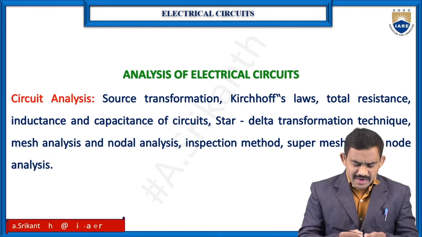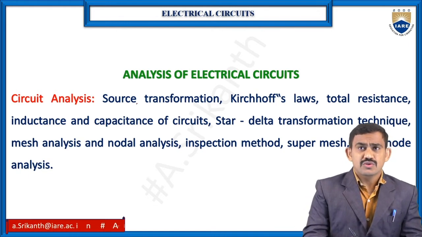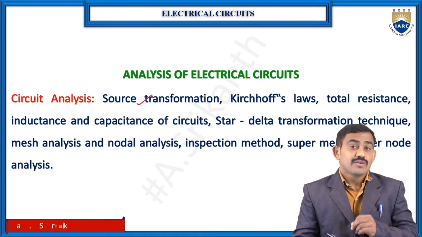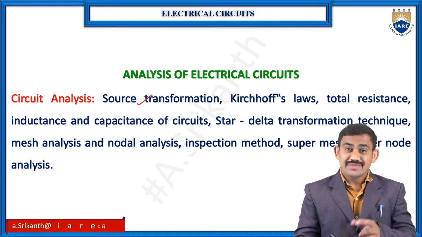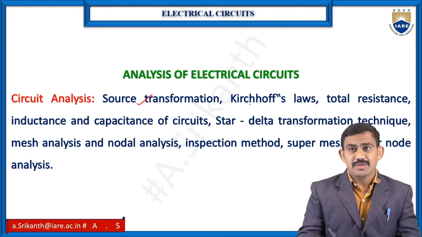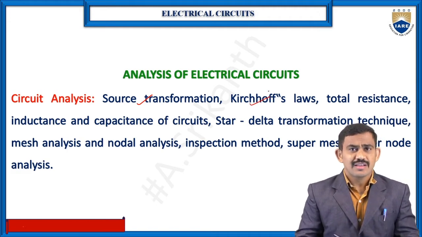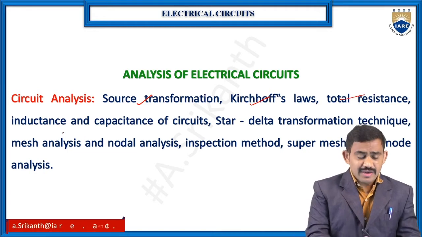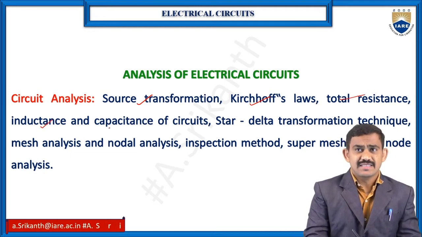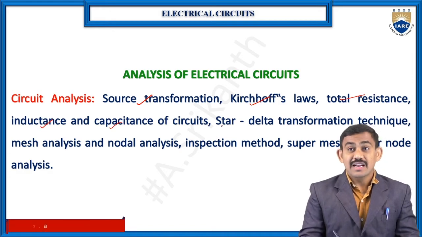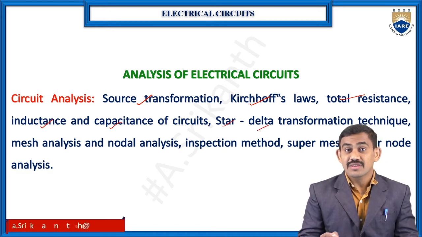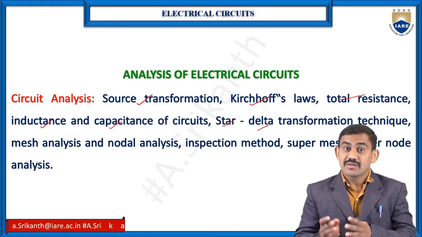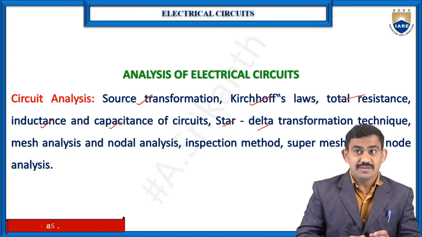Here we have some topics: source transformation. That means we have the current source as well as the voltage source, and we can transform those sources. Then Kirchhoff's laws, equivalent resistance, equivalent capacitance, equivalent inductance, and star to delta, delta to star transformation. If you have a star circuit, you can convert it into a delta circuit. Otherwise, if you have a delta circuit, you can convert it into a star circuit.